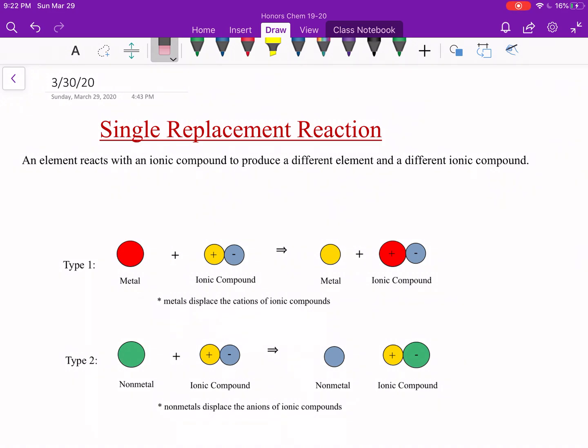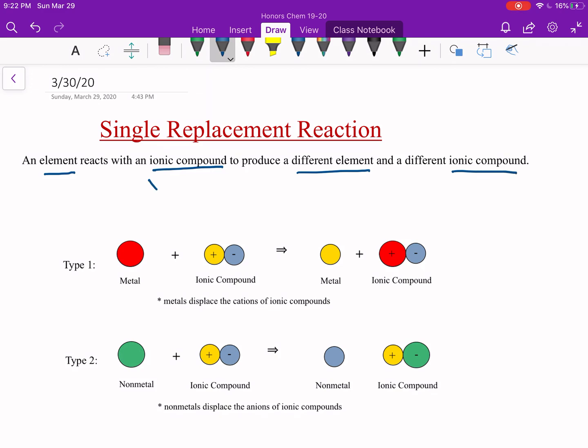Hey y'all, today we're going to start talking about single replacement reactions. Now, to be able to identify a single replacement reaction, we're going to be looking for an element, and that element is then going to react with an ionic compound. And when we do that, we're going to get a different element in return and a different ionic compound.